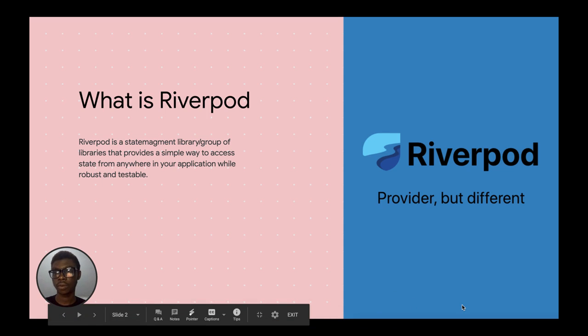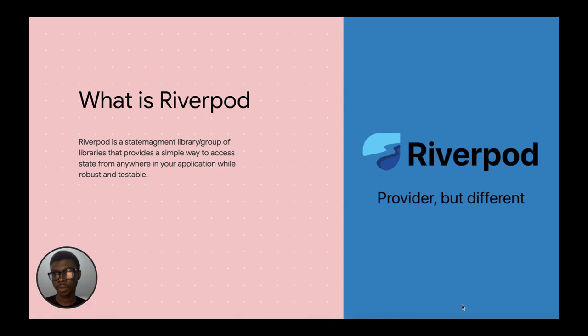First of all, what is Riverpod? Riverpod is a state management library, a group of libraries that provides a simple way to access state from anywhere in your application while remaining robust and testable.